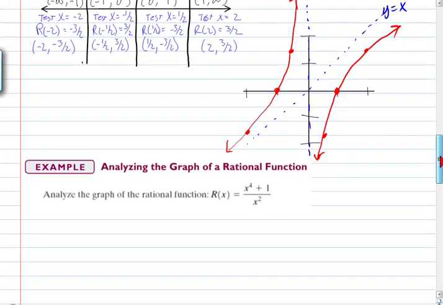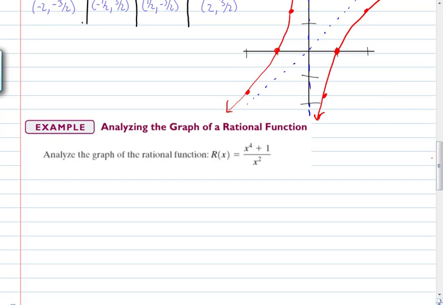Analyzing the graph of this rational function. First thing we need to do is what? Simplify. Well, that numerator doesn't factor, does it? Then what? Intercepts. Are there any x-intercepts? Nope. Graph doesn't cross the x-axis because that numerator is never going to be equal to 0. Are there any y-intercepts? No, because the graph is never going to be equal to 0.